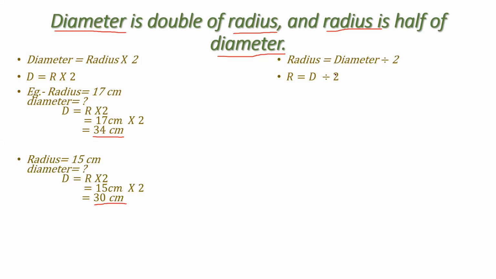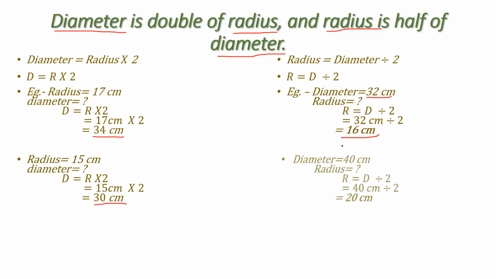Now here also let's take up some more examples to understand this. How will you do it if a question is given to find radius? In the first example, I have taken diameter is 32 centimeter. What will be the radius of this circle whose diameter is 32 centimeter? We'll take up this formula: r is equal to d divided by 2. Here we will replace d by the given number, which is 32. 32 divided by 2 is 16 centimeters. So the radius of that circle is 16 centimeters.